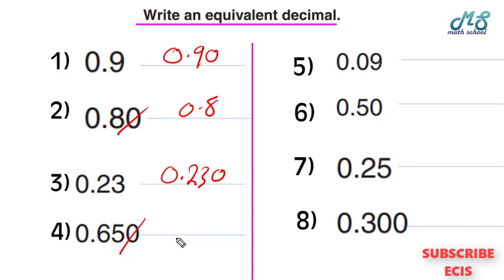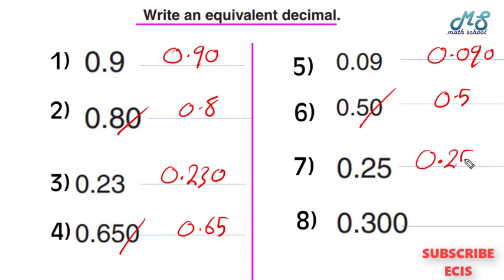Next, just cancel 0, we get 65 hundredths. 0.09, we get 0.090, it's 90 thousandths. 50 hundredths, the equivalent is 5 tenths. 0.25, we can write the equivalent as 0.250. Just insert 0 in thousandths place. 0.300, it's read 300 thousandths, so you can cancel 00, so the equivalent is 0.3, which is 3 tenths.